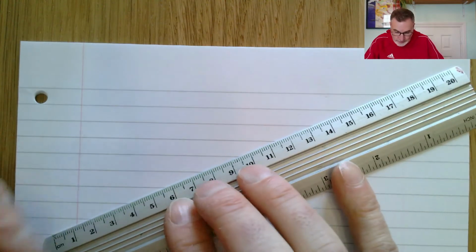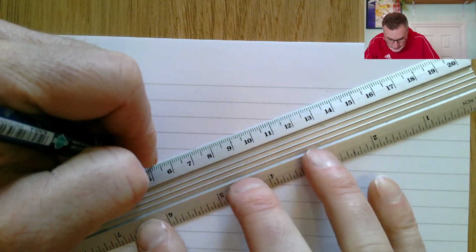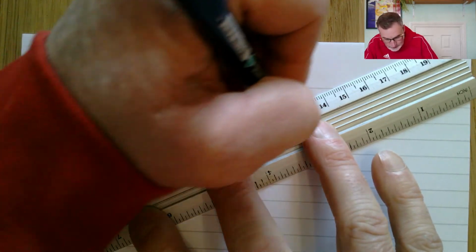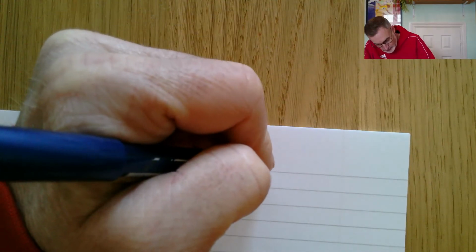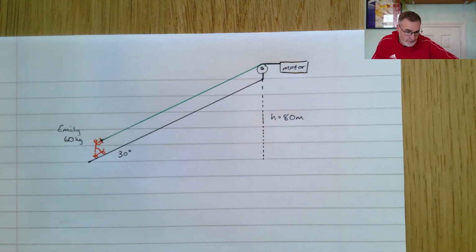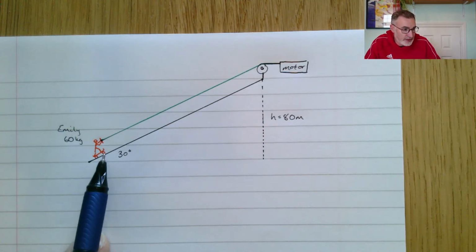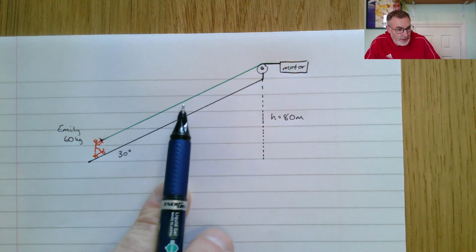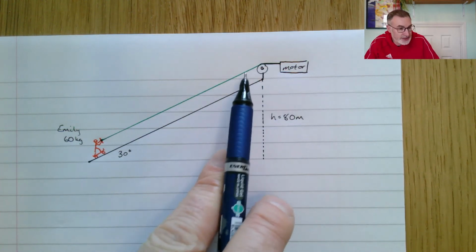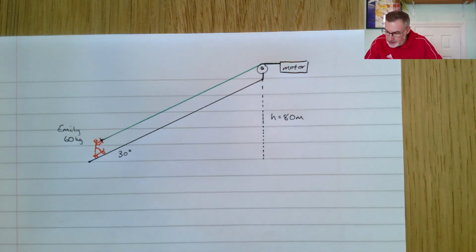As I say, I don't want to spend too long on this because this is something that we've done in National 5. So let's just say, for example, we'll have a 30-degree slope. It's got a height of 80 meters. Emily is on a skateboard here, and she's been pulled up the ramp by this rope that's attached to the motor. It's going to be getting wound in, and so she's going to be getting pulled up. We're going to assume that she's traveling at constant speed.